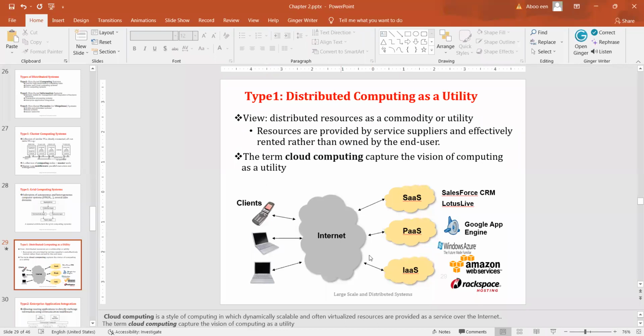What is the idea about this cloud computing? Yes, sir. Okay, great.